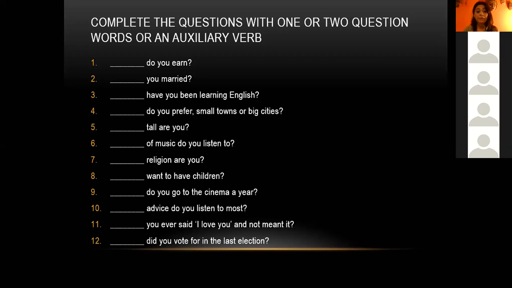Very nice. Number seven. Ya me había afligido, fíjense, pero hoy entendí por qué no podíamos. What religion are you? Yes. Which religion are you? Very good. What religion? Very good. Number eight.